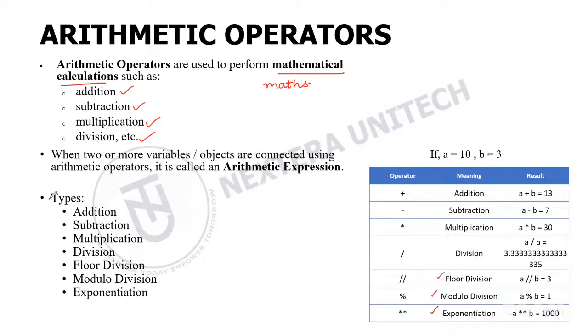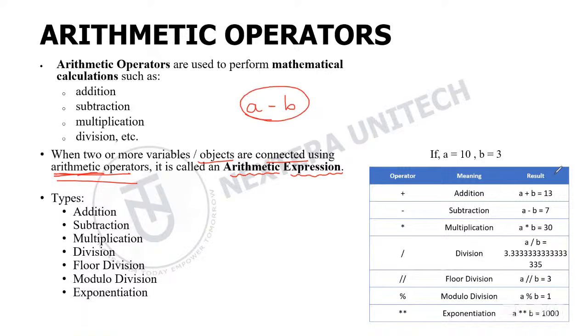So here, when two or more variables or objects are connected using arithmetic operators, it is called an arithmetic expression. Basically, when you connect two or more variables or objects using operators, that is called an expression, right? When you connect them with especially arithmetic operators, then they are called arithmetic expressions.